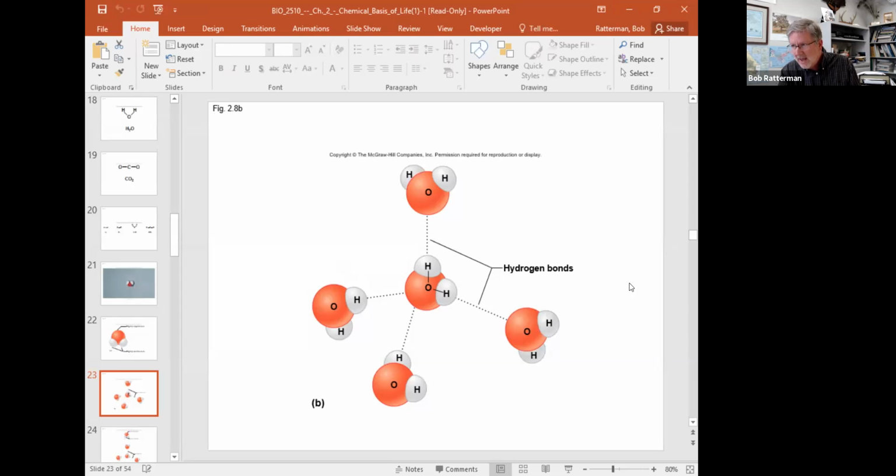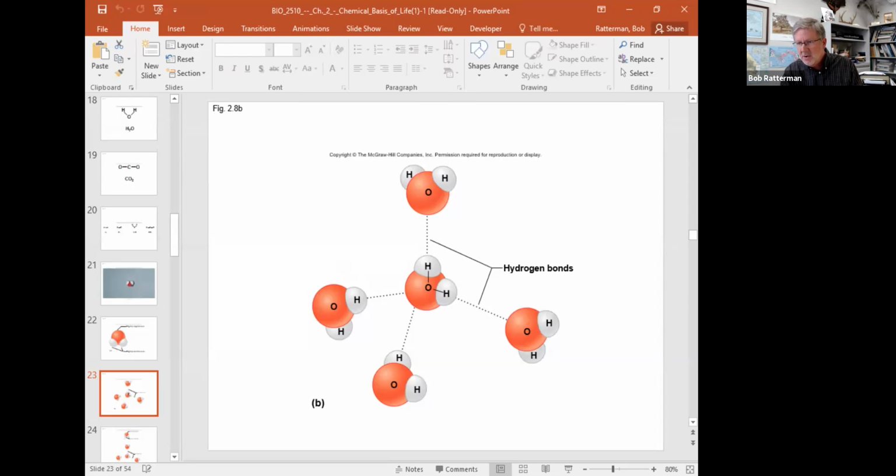It's what holds water together. It's why water has a high surface tension. It's why water can exist in all 3 states simultaneously as a gas, a liquid, and a solid. It imparts lots of interesting properties to water. Hydrogen bonds do.